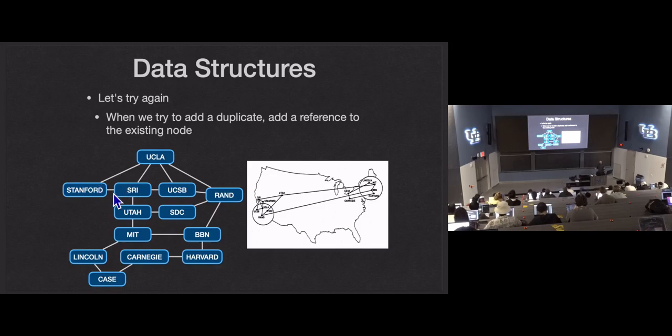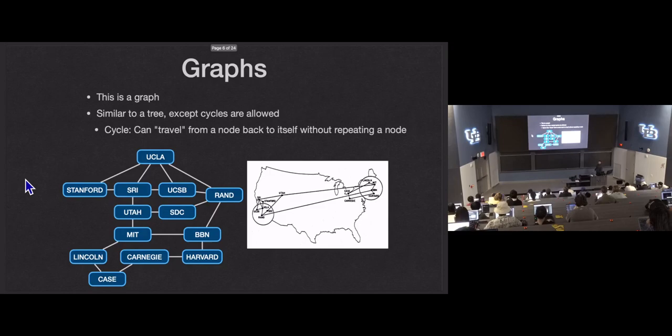So from Stanford to SRI, we don't add a new node for SRI, but we do add this connection. Now, in a tree, SRI, the existing node, would be a child node of Stanford, and then SRI would have UCLA as a child node. That still gets crazy, so we're just going to call this something else, a graph. So we have ourselves a graph here, which is very similar to a tree. It's the same kind of idea in that you have nodes that are connected in some way, except now we're not connecting them through references to child nodes. We're going to connect them through something called edges.